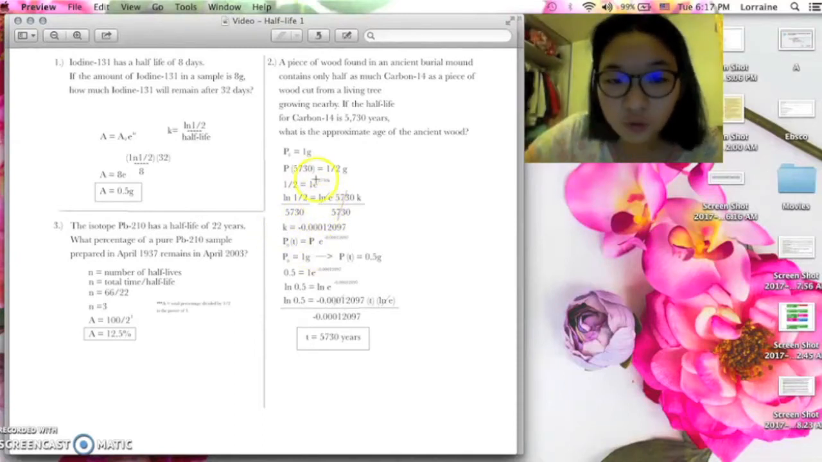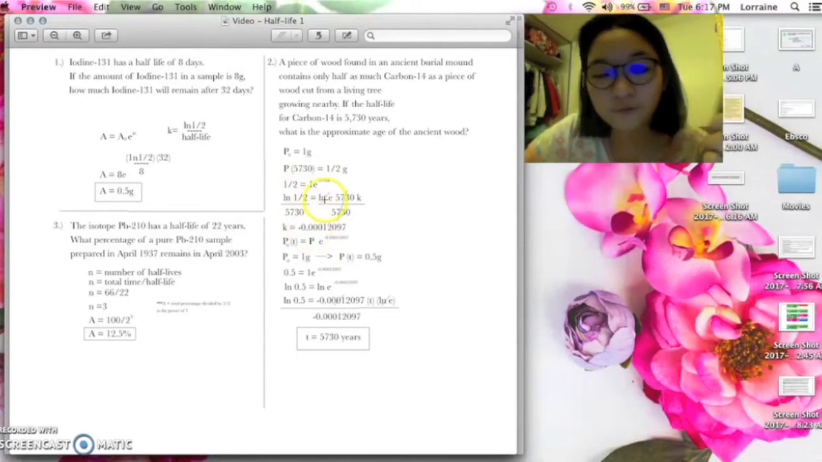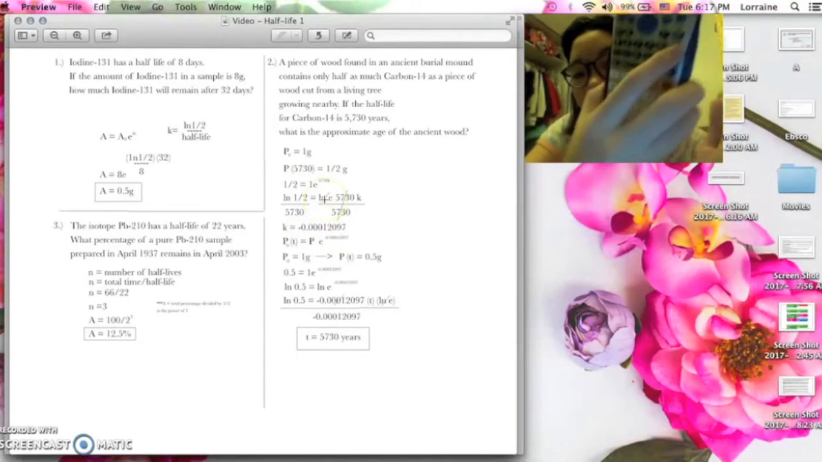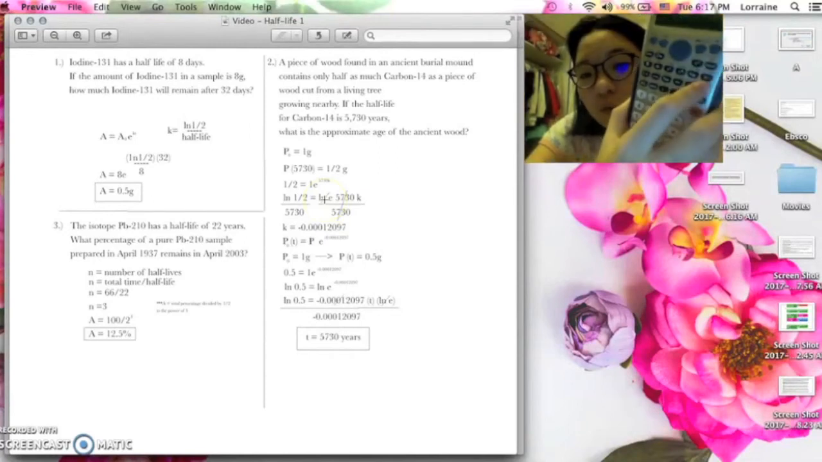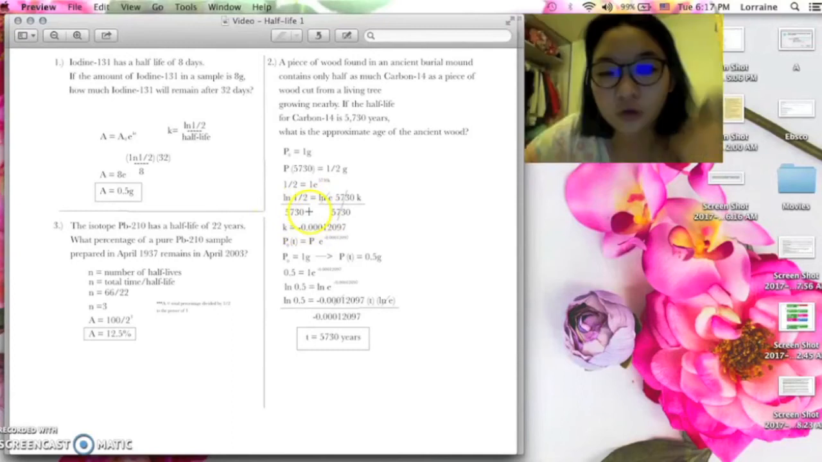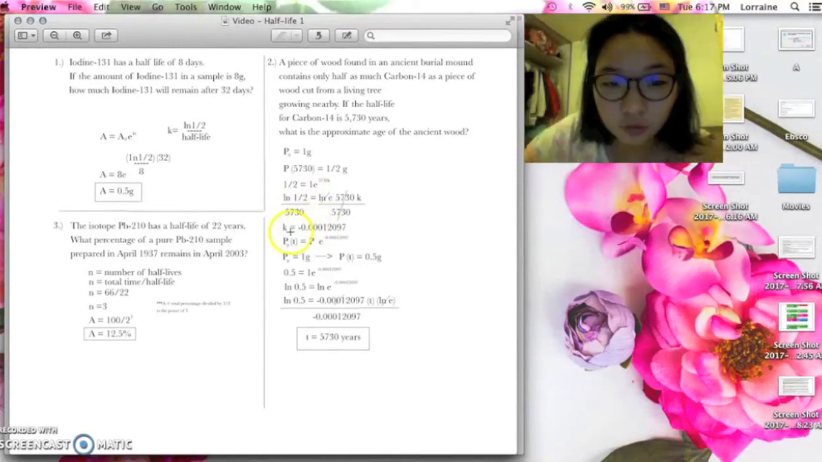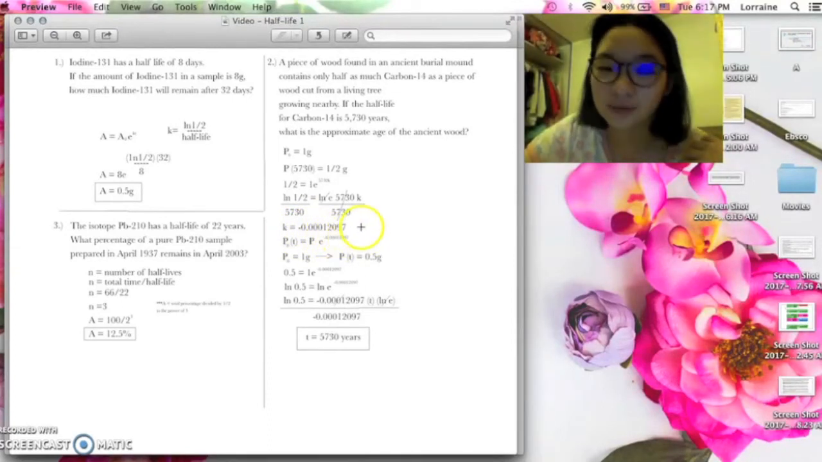Anyway, if we use the calculator, we solve ln of 1/2. There's an ln button here, that one. And then over 5,730. Dividing that with the calculator, k is equal to negative 0.0001297, or 1.297 times 10 to the negative 4 power, depending on what you desire to use. But I think it's easier if you round it off.